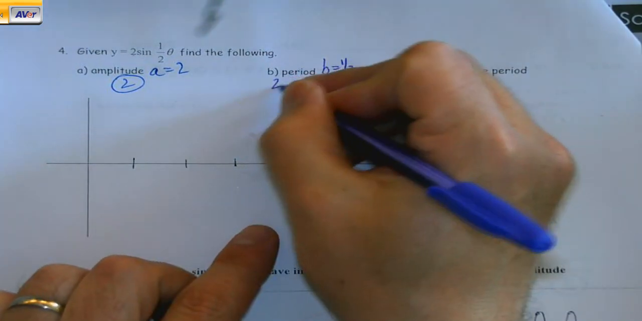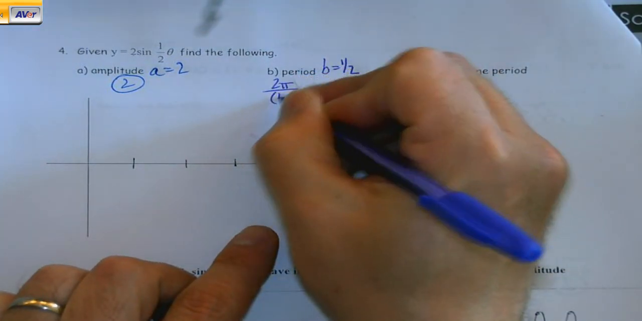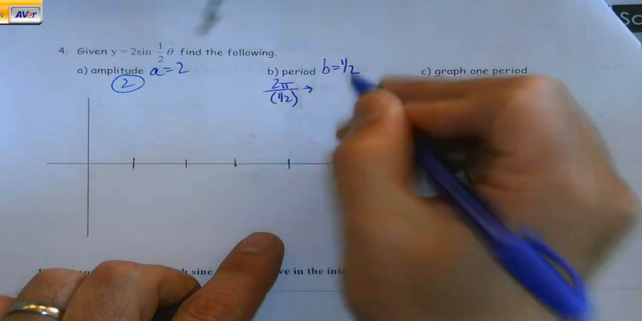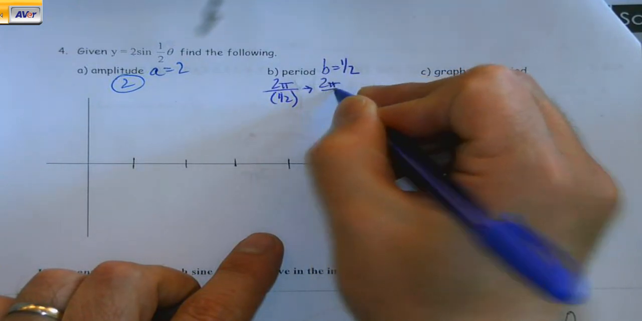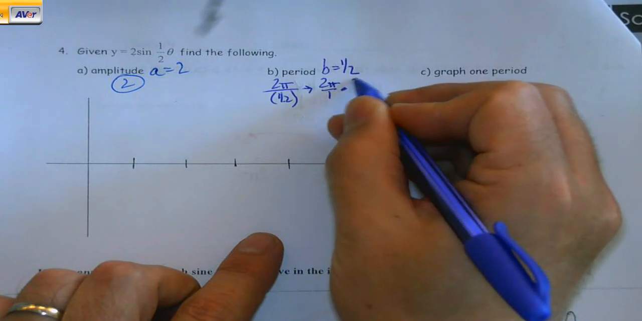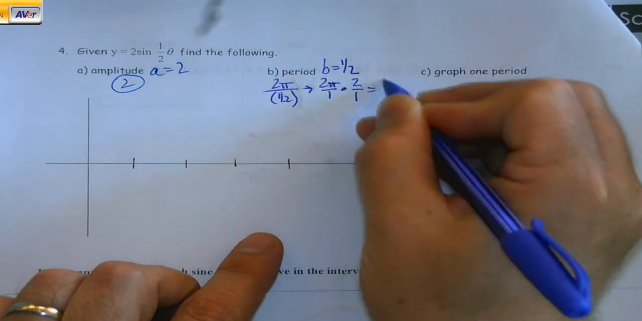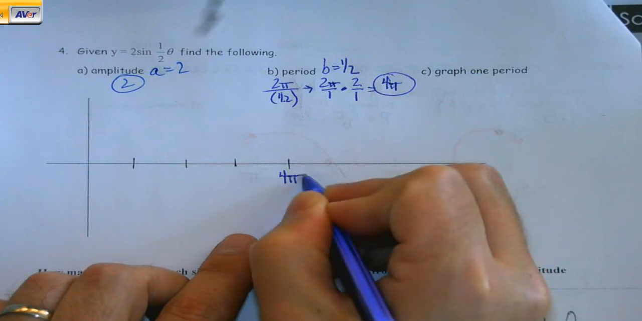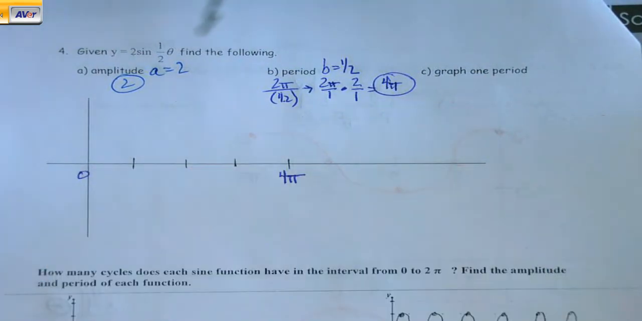2 pi over B. Now, if you put it in the calculator, 2 divided by a half in parentheses. If you do it manually, remember, dividing something by a half is the same as multiplying by its reciprocal. So 4 pi is my period. So if your B value is a fraction, it's going to make your period get bigger.